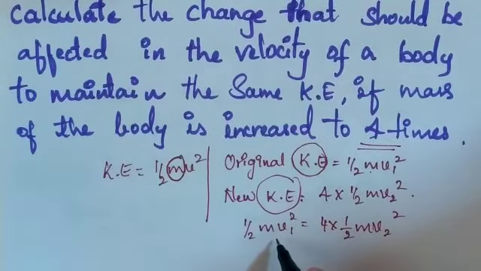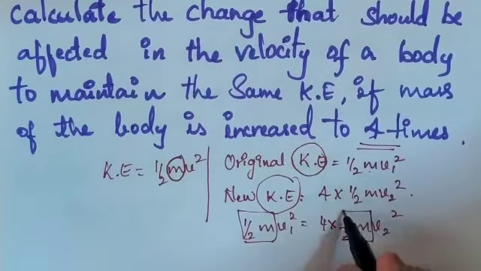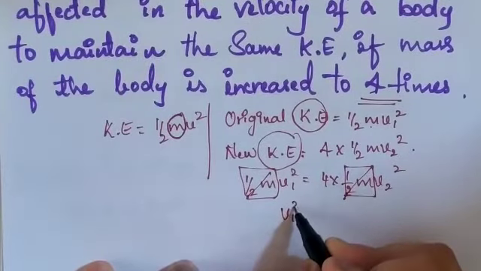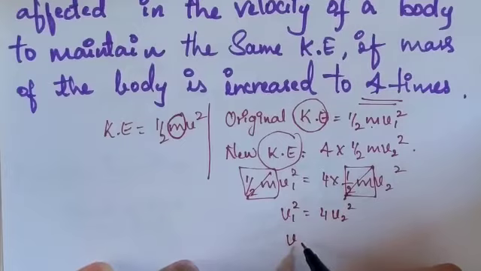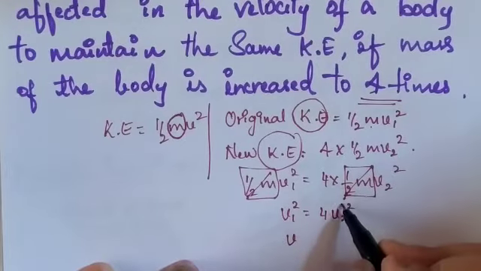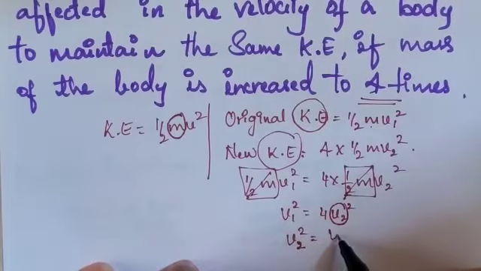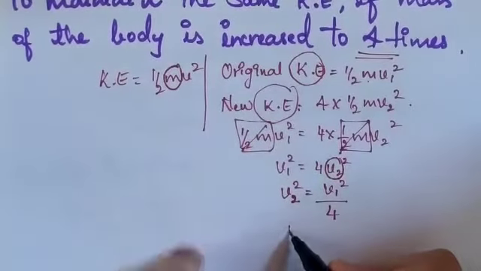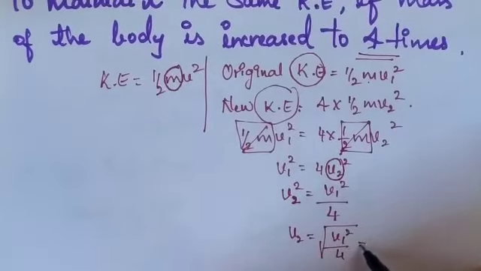Now, which is the constant term in both the cases? This half m is constant in both cases, so I'll cancel these two terms. If I cancel this, v1 square is equal to 4v2 square. So we want the change in velocity, that is the new velocity. I want v2 square equal to v1 square divided by 4. Now if I take the square root, v2 is equal to the square root of v1 square by 4, so I'll get v1 by 2, isn't it?